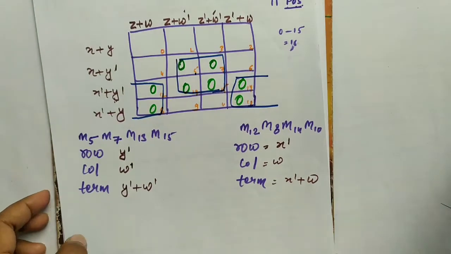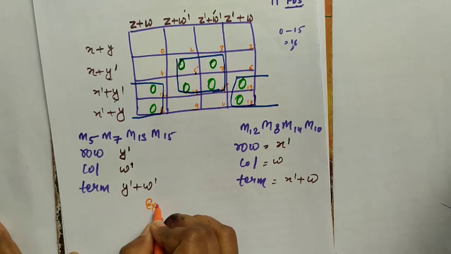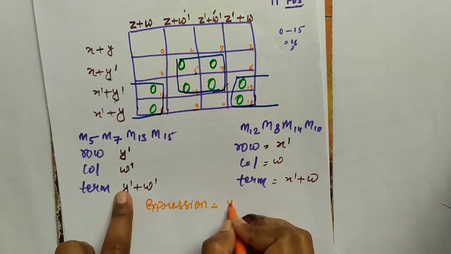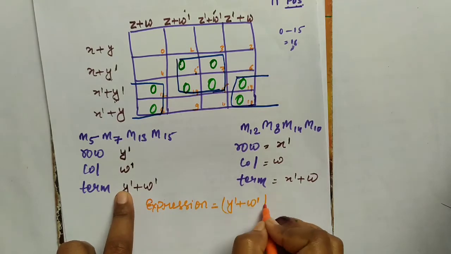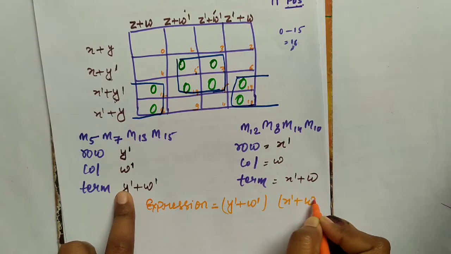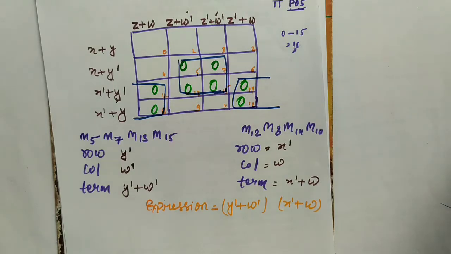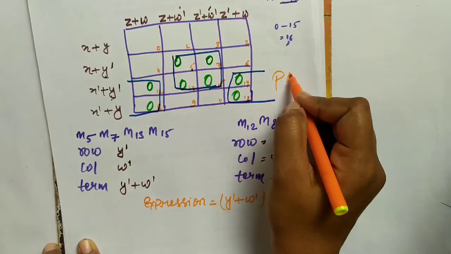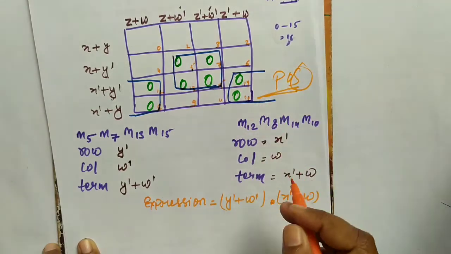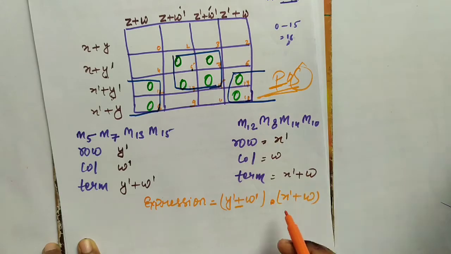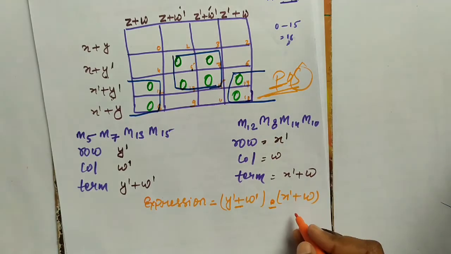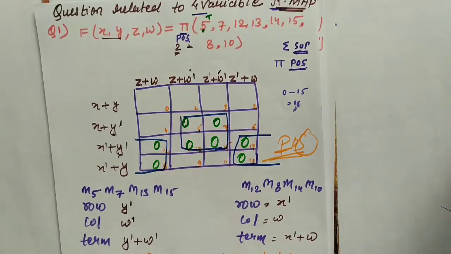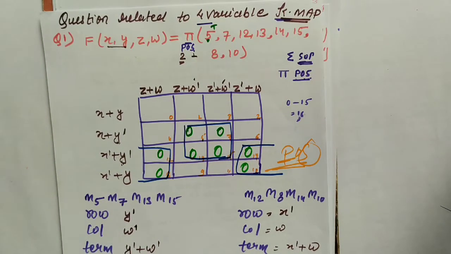So the expression is y dash plus w dash, multiplied by x dash plus w. We put a multiply sign here because it is in the form of POS. In the form of POS, firstly do a sum, then a product. So this is the simplified expression of the 4 variable K-map question for the POS.